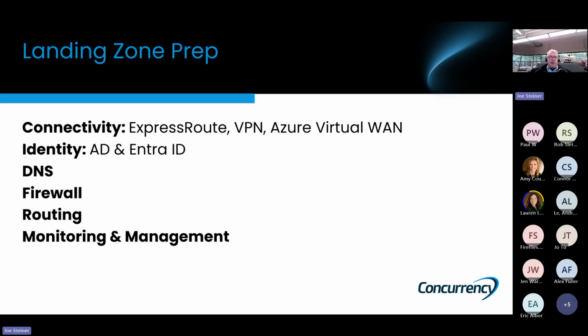As I'm preparing for the landing zone, as we talked about a moment ago, connectivity is very important. How am I connecting to Azure? Am I using ExpressRoute? Am I using VPN? Do I need some kind of Azure virtual WAN between different areas?